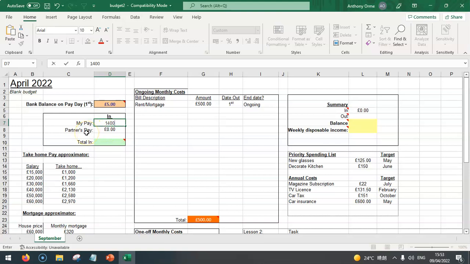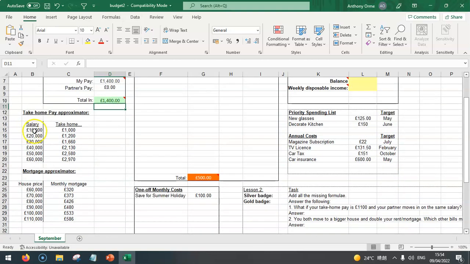And if you've got a partner, a husband, a wife, you can put their pay in here. And then we just have to total the costs up. So equals this, add this, and press enter, and it updates it over here. We can see that if you've got a salary of £15,000, your take home will be about 1,000. Okay, based on the tax.